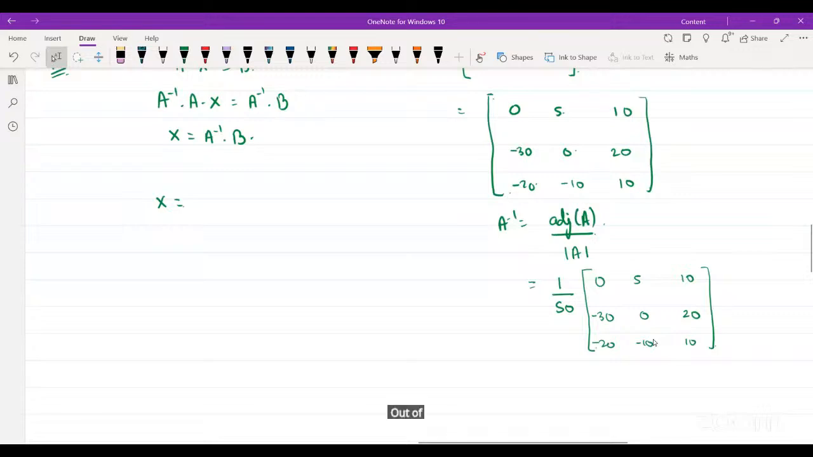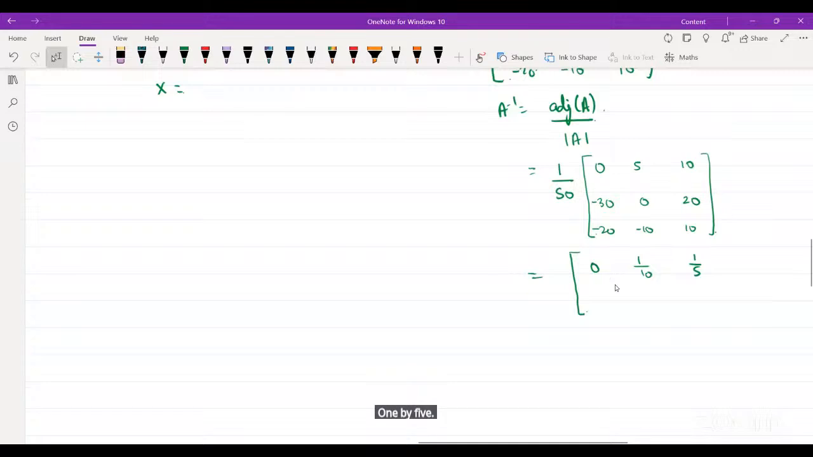Any doubt here? Any doubt so far, people? This is equal to 0, 1 by 10, 1 by 5, minus 3 by 5, 0, 2 by 5, minus 2 by 5, minus 1 by 5, and 1 by 5. Is that clear, people? Any doubt here from anyone? No, sir.